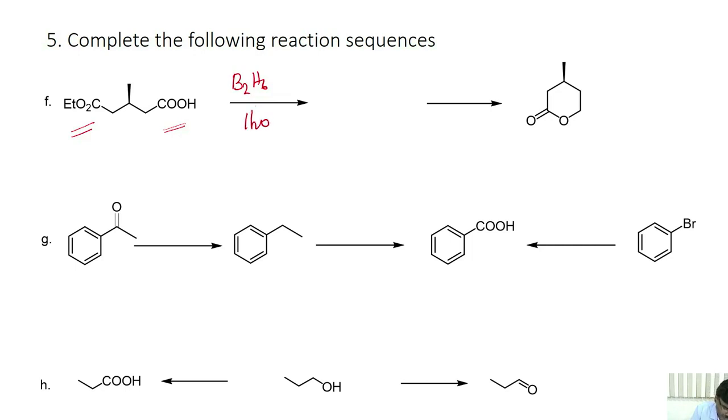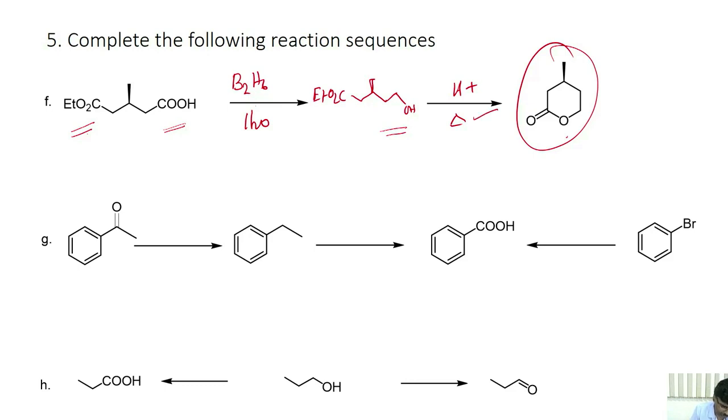This can reduce the carboxylic acid to alcohol. Once we have this one, this can be reacted intramolecularly with the ester group to give this lactone as a product. This is an example for the chemoselective reduction. Acid can be selectively reduced in the presence of ester using diborane as a reducing agent. Once you form this alcohol, it can be intramolecularly cyclized to give this lactone in the presence of acid under heating.